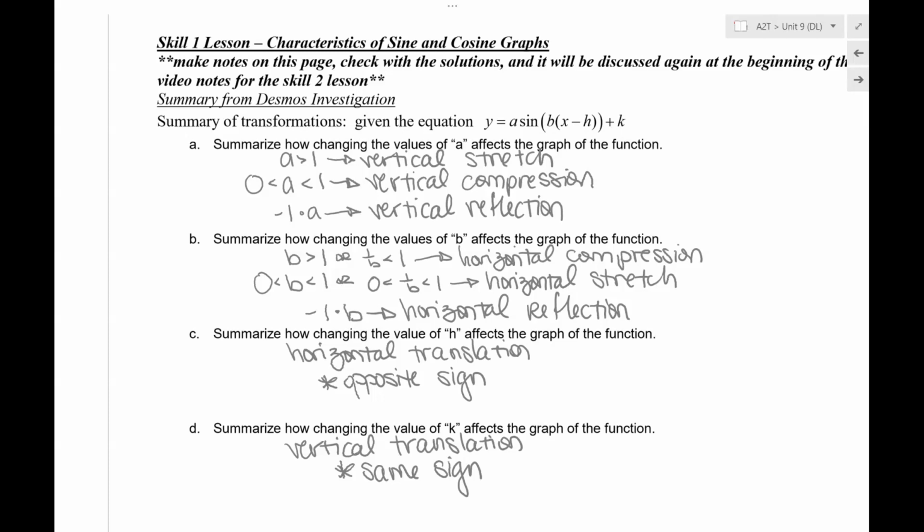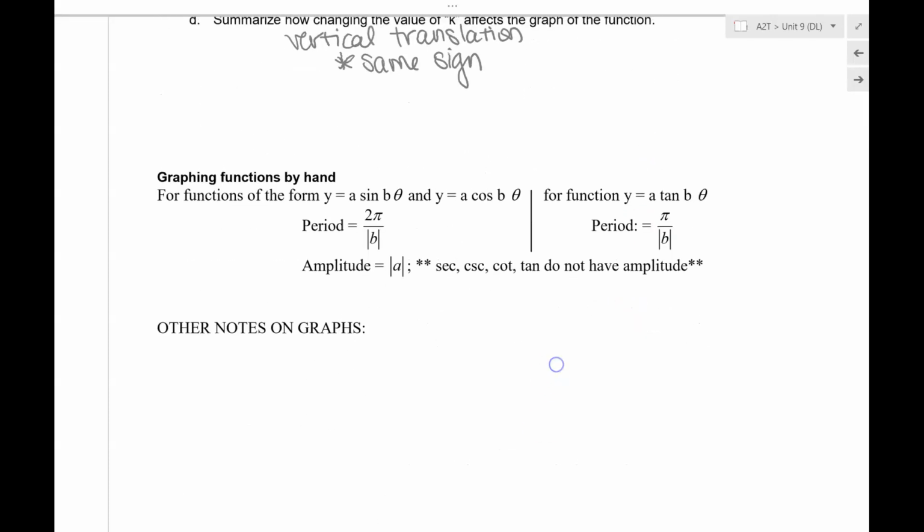Hopefully you have this written down. It is in modules for you if you need to look at it. But what is something new are these characteristics. So first one I want to talk about is period. And period is how long it takes the graph to recycle.